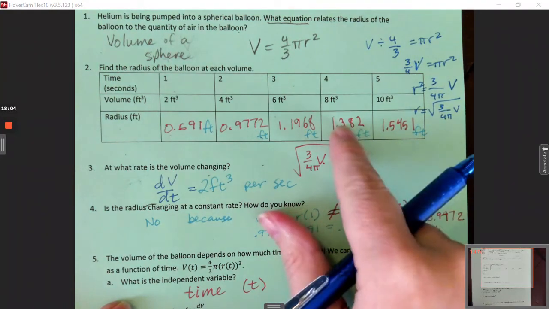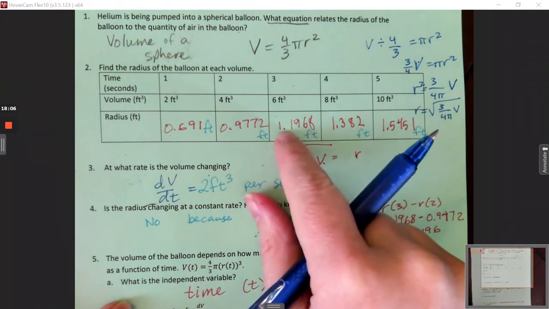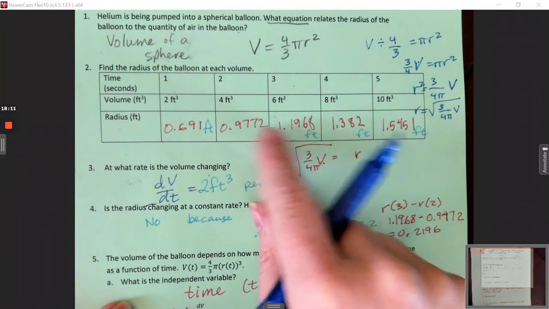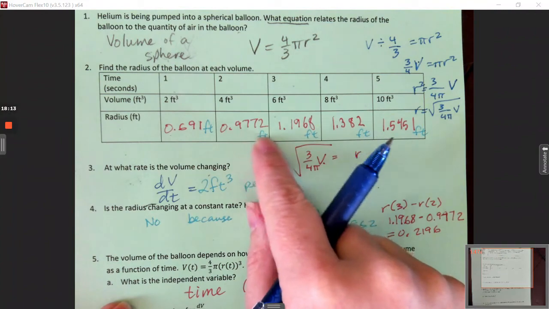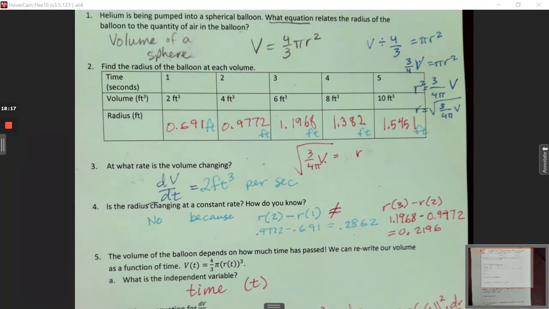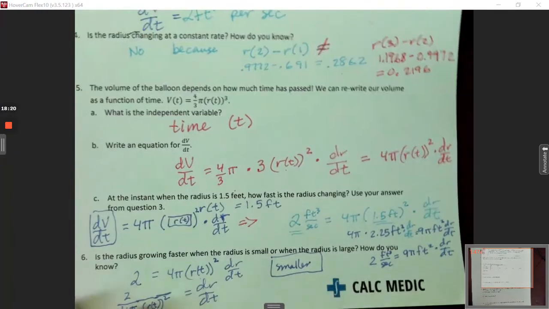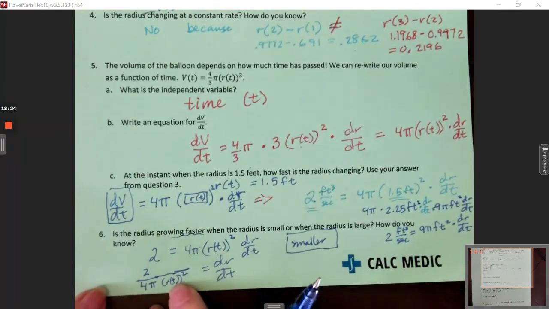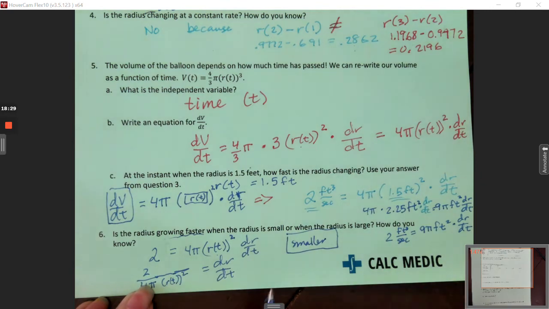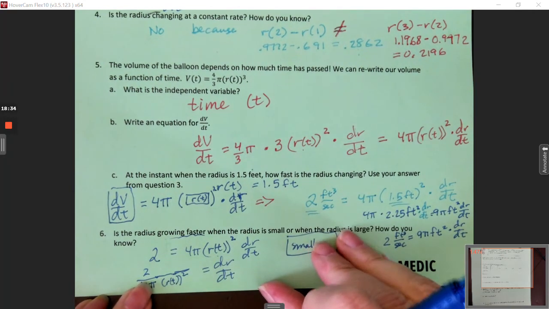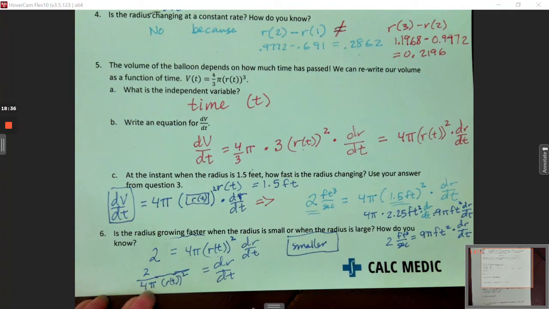Like these are only less than 0.2 apart. These are more than 0.2 apart, maybe just barely. Those are just a little over 0.2 apart, and these are almost 0.3 apart. So, yeah, it's changing faster when it is smaller. Growing faster when the radius is smaller, and that is because we're dividing by the radius. And so when you divide by a larger number, you get a smaller number. There you go. Okay. Are there any questions about that?